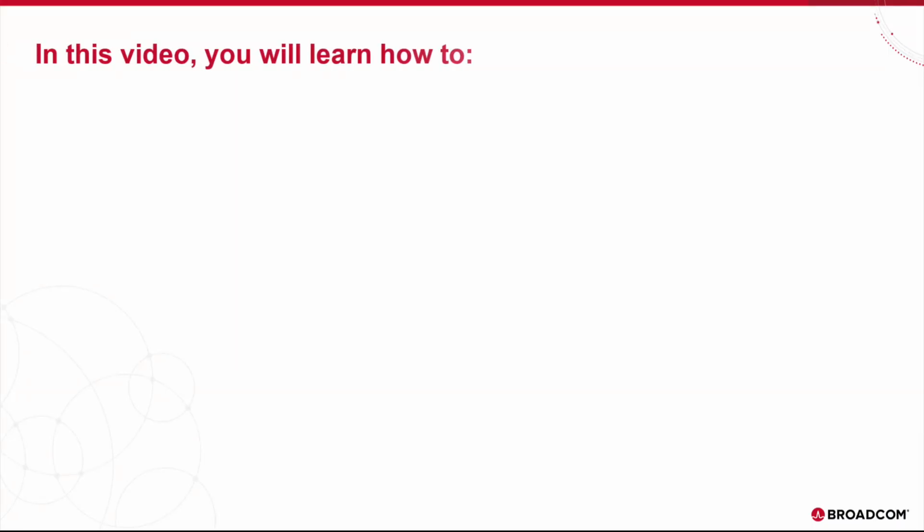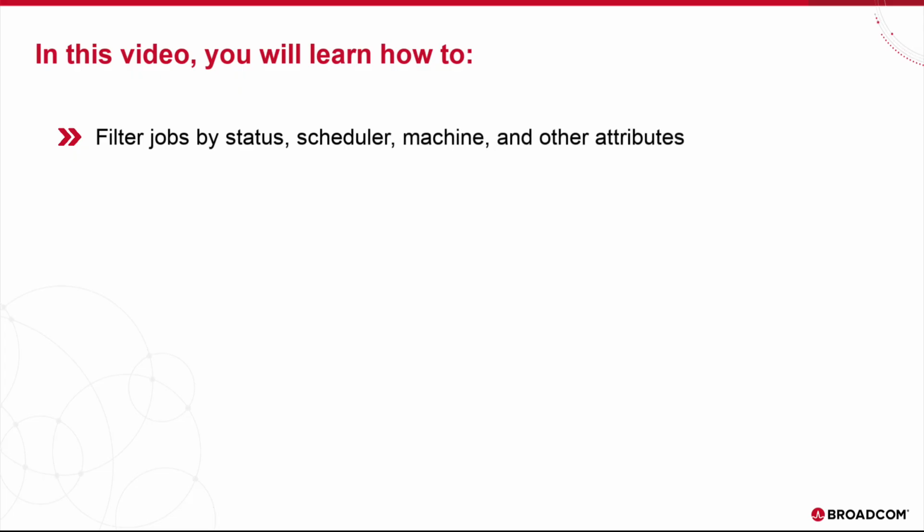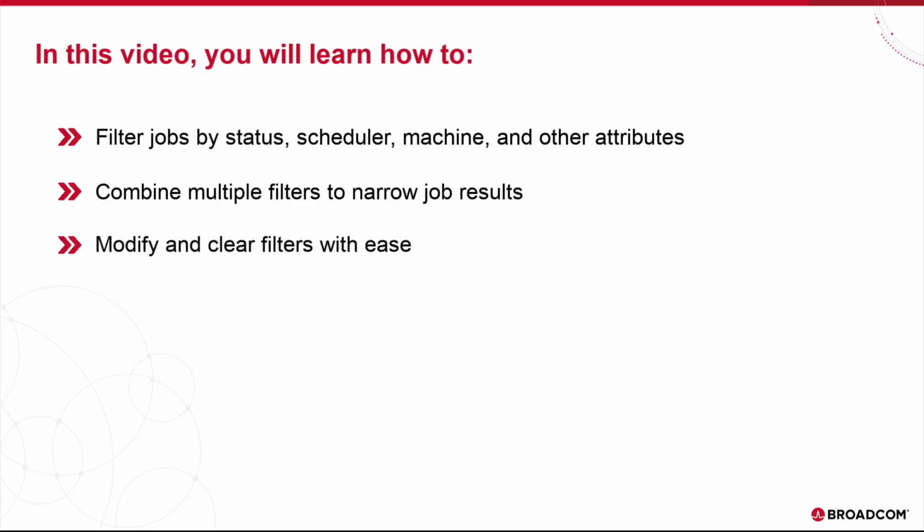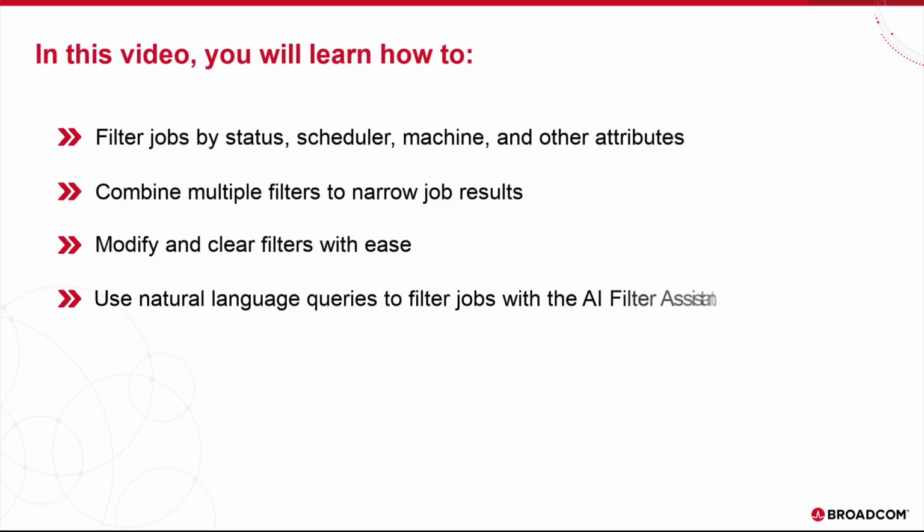By the end of this video, you will be able to use standard filtering to filter jobs by status, scheduler, machine, and other listed attributes. You will learn how to combine multiple filter conditions for precise results, modify or remove applied filters, and use natural language queries to filter jobs with the AI Filter Assistant. Let's get started.